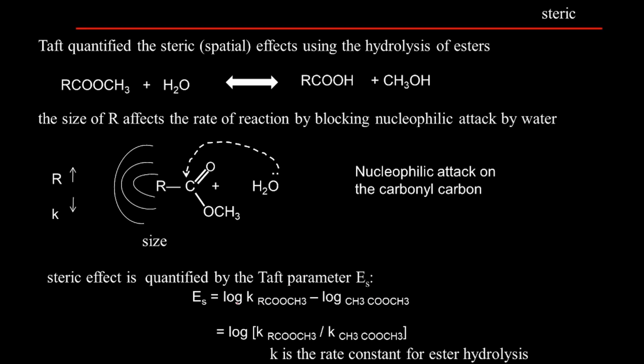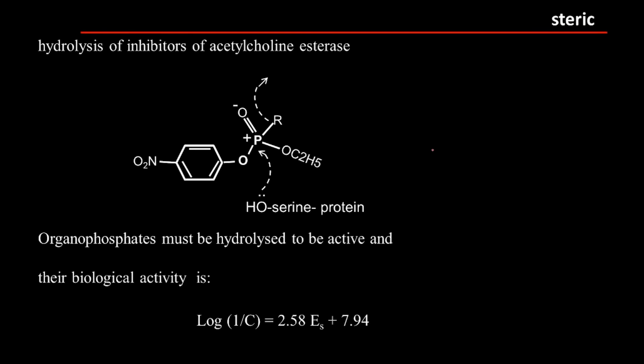This is calculated by log K of RCOOCH3 minus log K of CH3COOCH3. K is the rate constant for ester hydrolysis. So the larger the R, the lower will be the rate constant. Why is this important?